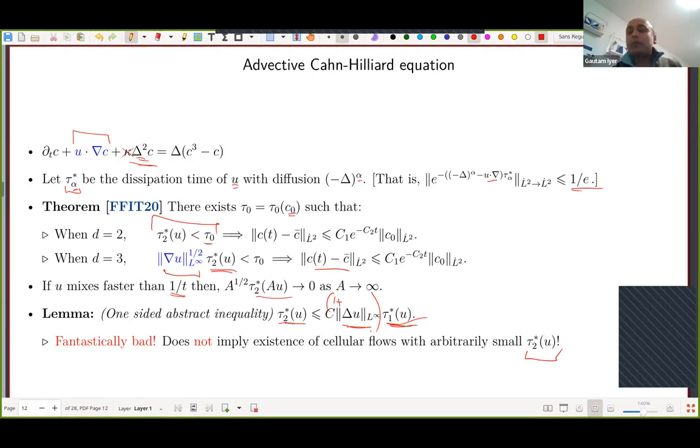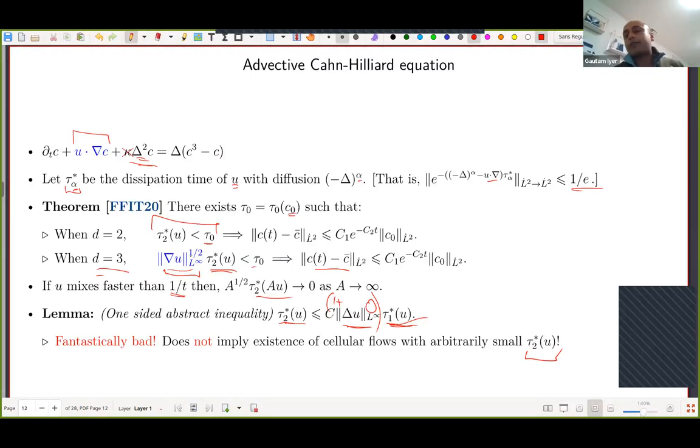I don't know what the right dependence is, but I do know what I want. If I could get a power here that's less than 1, I would be happy. Because just to go back to the condition that we had for the Carnegie 2, I had the norm of U raised to C1 norm of U raised to half times the dissipation time. I needed that to be small.